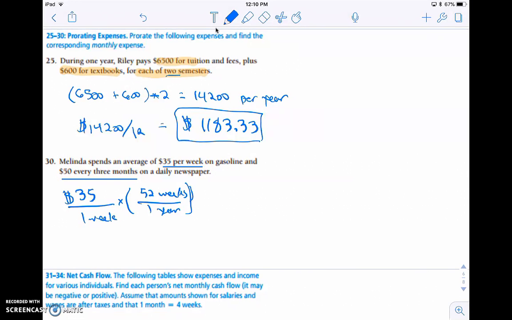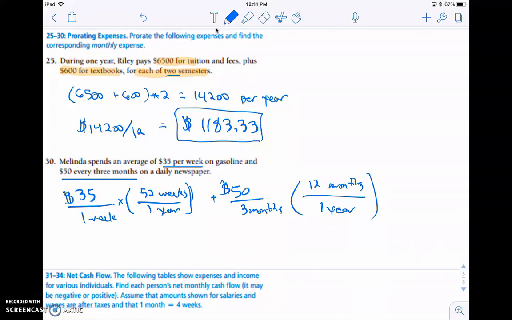And I'm not going to months because 4 weeks isn't exactly 1 month, unless, as you'll see below in a problem, it says assume 1 month is 4 weeks. But when it doesn't say that, we need to use the full 52 weeks. Okay, so we take that, and then we're going to add. So it's $50 for every 3 months, and again 12 months in 1 year.